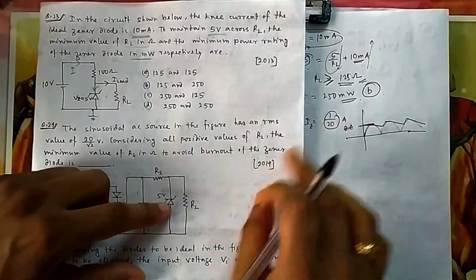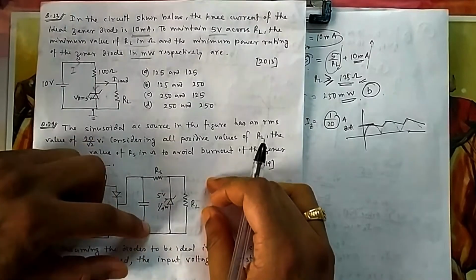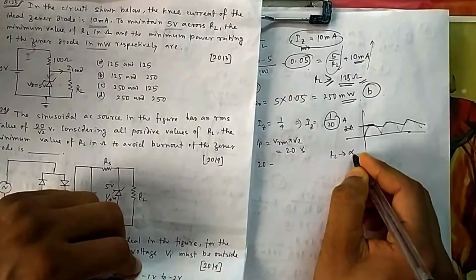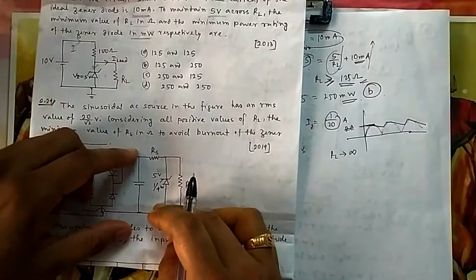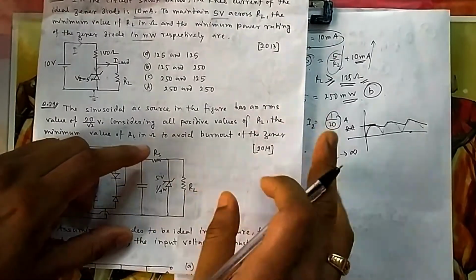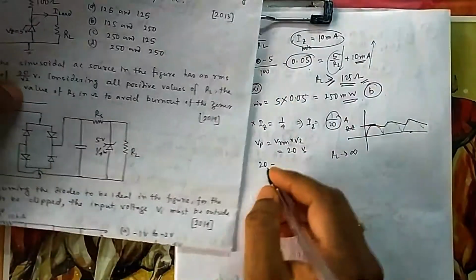Because the Zener can handle this. So what is the worst case? There is no load, all current is passing through. That's why I am considering the worst case, that is RL is infinite. I am passing all the current through it and checking whether the Zener can handle it or not. If the Zener handles that case, then it can handle every case.